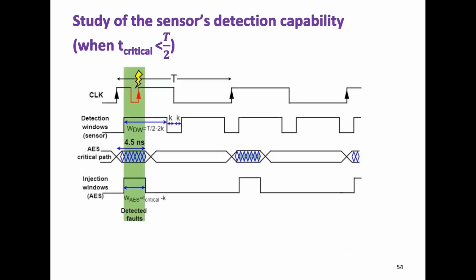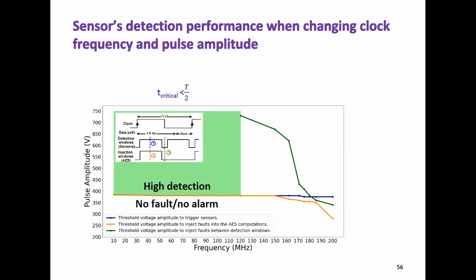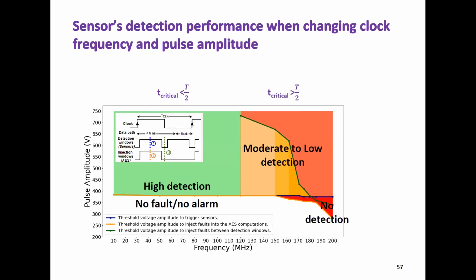Why are all the injected faults at low frequency detected? Because for the detection window T/2 minus K, the width of our injection window is T critical minus K. We see that all faults injected in AES are detected by the sensor. But we also obtain a false alarm, where this sensor reports a fault in AES, but it's not actually a fault in AES. And the white one is where there is no alarm. So to sum up the AES performance, at low and moderate frequency, when T critical is less than T/2, we have a high detection rate. But when increasing the clock frequency, this performance gradually decreases from moderate to low detection, and when T critical is greater than T/2, no detection is obtained.